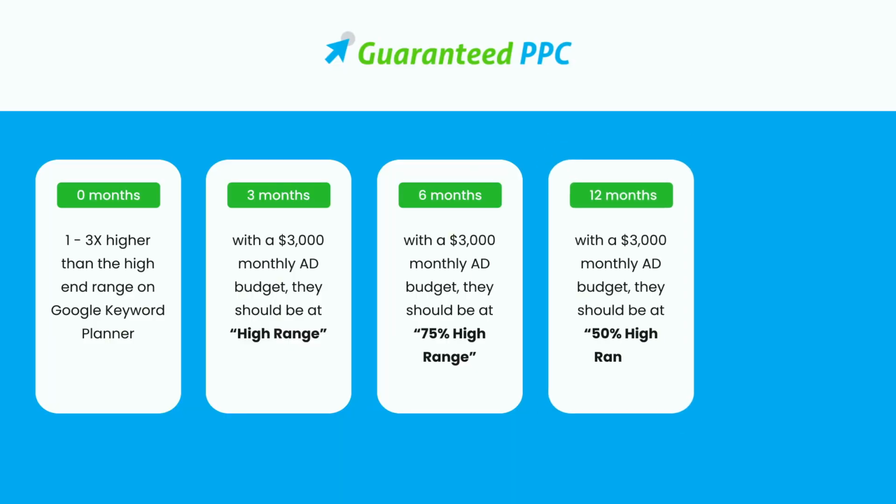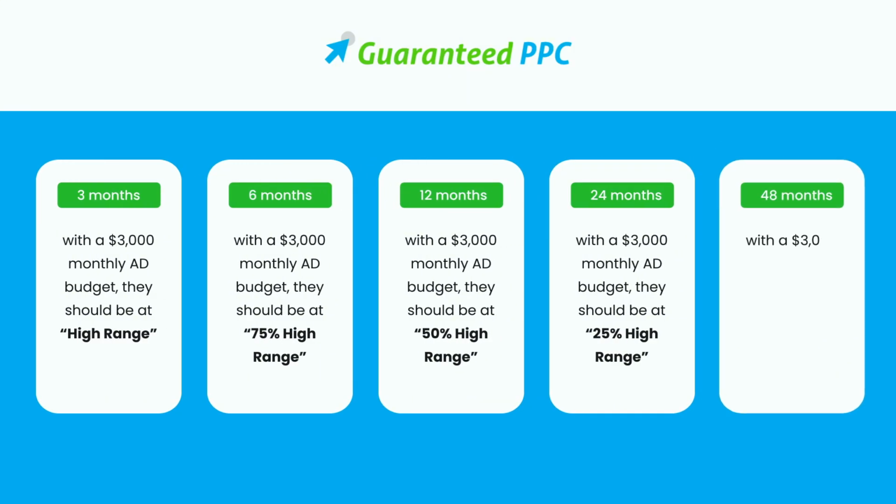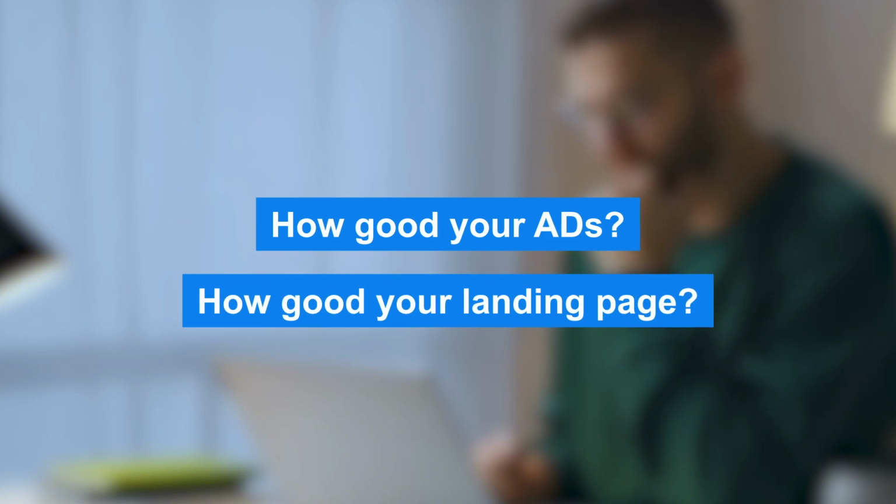After 12 months, your competitor is going to be paying in the middle of the low and the high. After 24 months, it's going to be 25% between the low and the high. And after 48 months, it's going to be at the low range itself. It takes a very long time for Google's system to give you full credit for how good your ads run, how good your landing pages run in a competitive market.